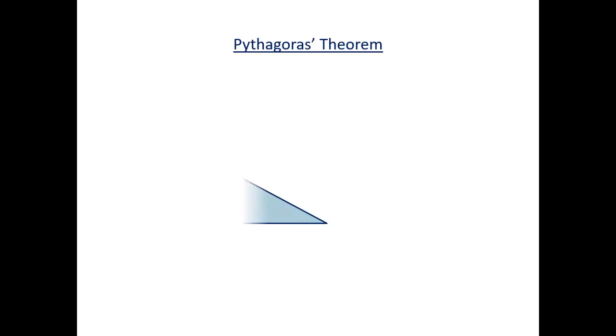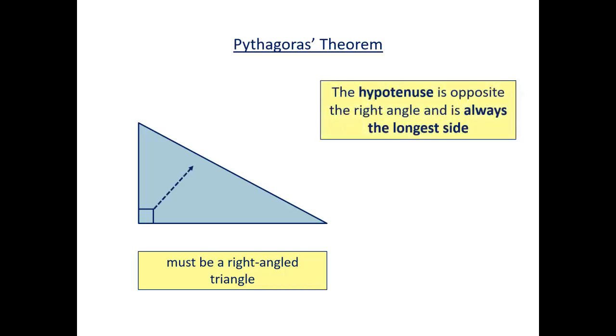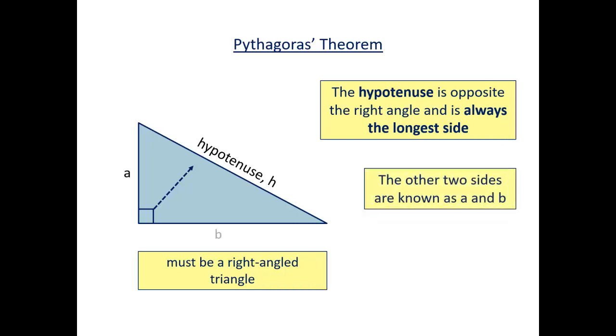Well, it's all about this shape here, a right angled triangle. We have to have a right angled triangle, and we need to know the name of one of the sides. Now the right angle will point to that side. See the arrow coming off the right angle there? And that side is called the hypotenuse. We normally use the letter H for it. It's opposite the right angle and it's always the longest side. And the other two sides, we just know those as A and B.